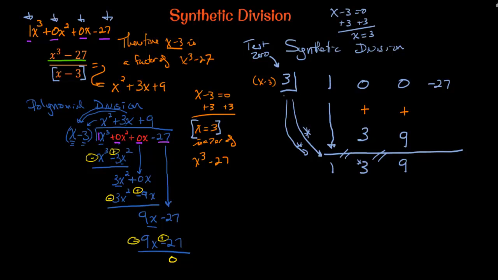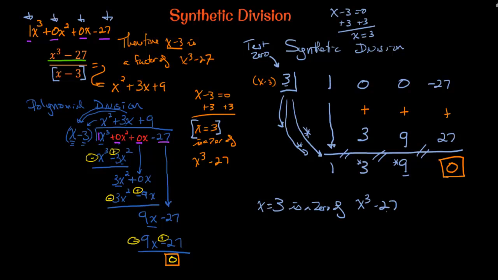And now we're going to take this 3 here, and we're going to multiply it times this 9, and we're going to get a value of 3 times 9, which gives me a value of 27, and we're going to add our columns together. Negative 27 plus 27 gives me a value of 0, so we get that 0 remainder just like we did down here. So now, what does this mean? This means that x equals 3 is a 0 of x cubed minus 27. And then we have to figure out what all this stuff means.